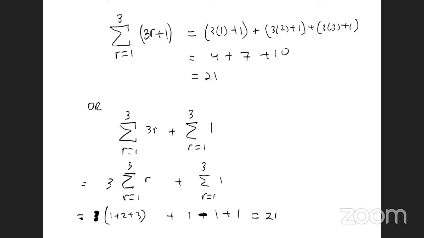Okay, so we have 2 rules here. There's 1 rule here. Let's call this rule number 2. The summation of r going from 1 to any value, let's call it n, of a constant is simply a constant multiplied by n. That's what we did here, multiply 3 by 1.